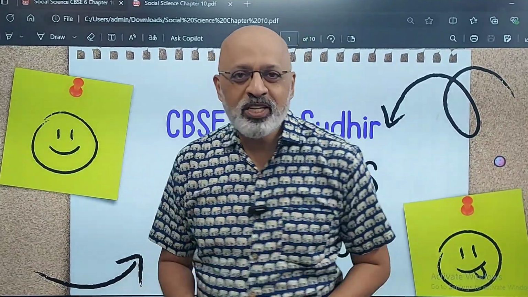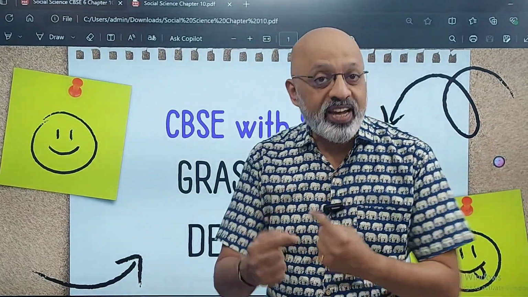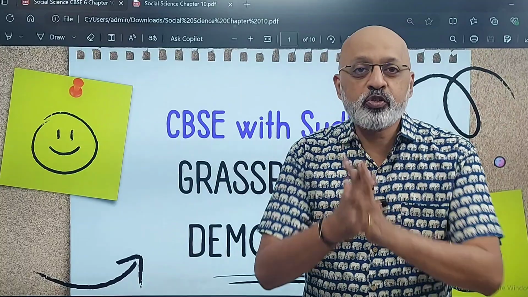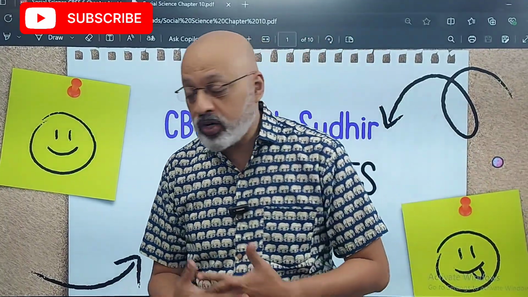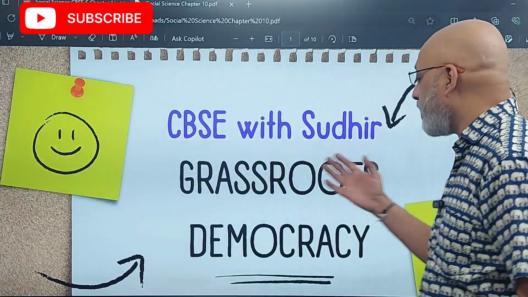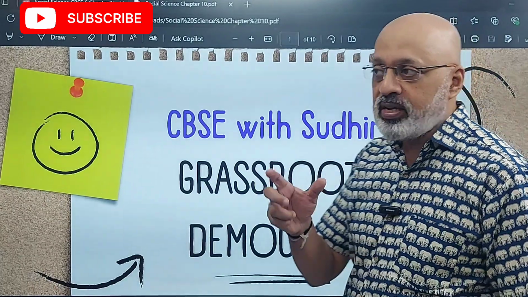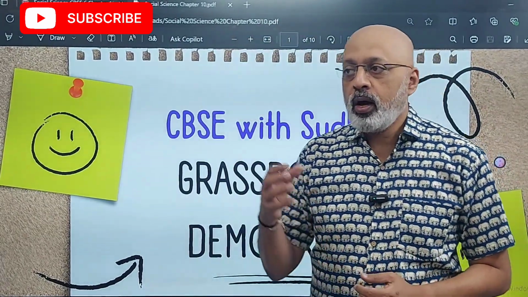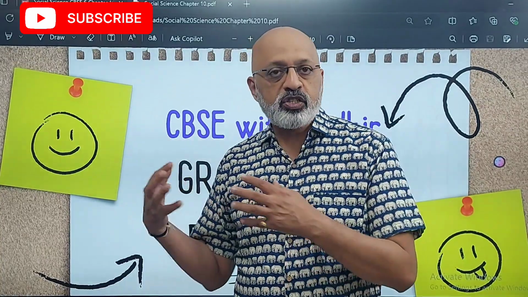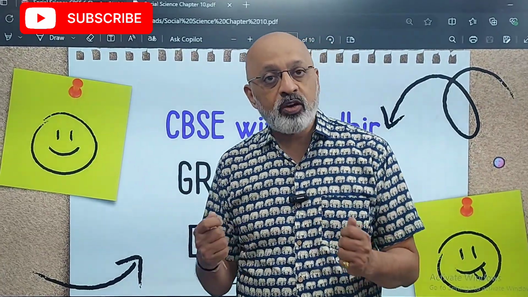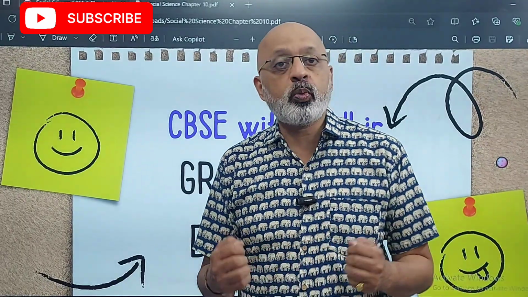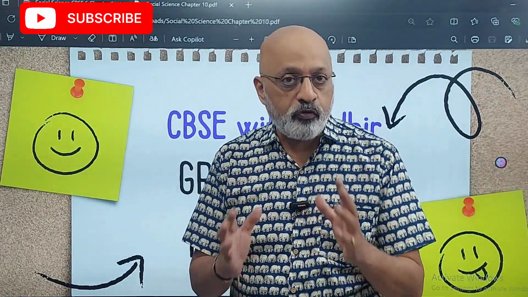Hello and welcome to CBSE with Sudhir, where we are going to do the second chapter of the civics portion of social science for students of CBSE class 6. This is called Grassroots Democracy, and this is being done in 3 parts as per your textbook. First is the overall picture, the second one deals with rural governance, and the third chapter deals with urban governance. So these are the 4 chapters.